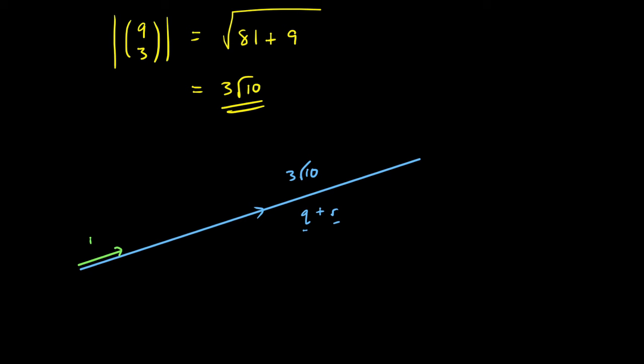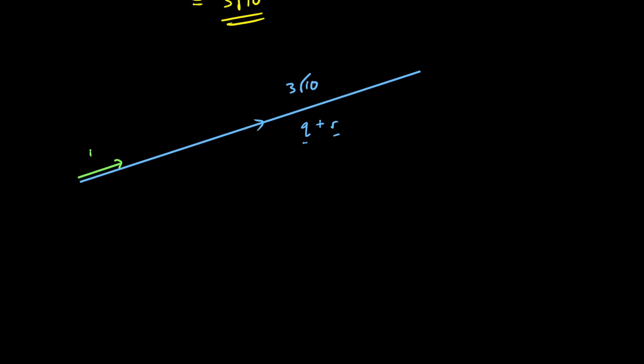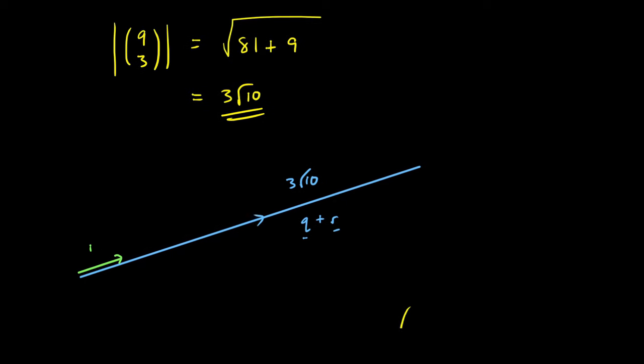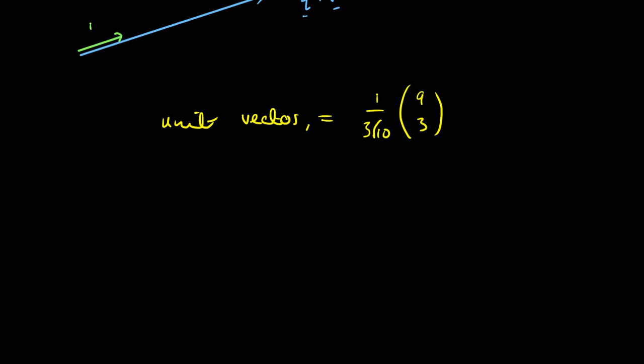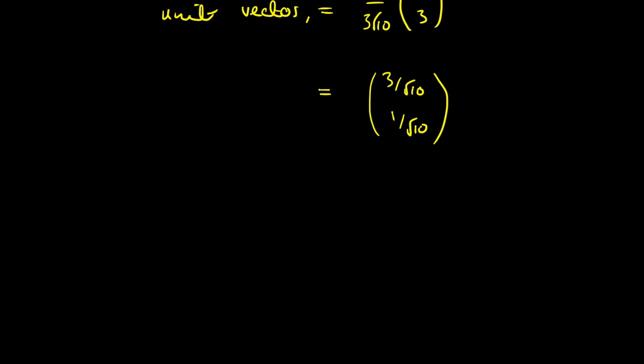Well, what we would have to do is divide by 3 root 10. So that's what we're going to do. We're going to write the unit vector is our vector, was it (9, 3)? And then we are going to multiply it by 1 upon 3 root 10, like that. And I think probably we would have to rationalize this. So if I was to expand that, 9 upon 3 is 3, so that's 3 upon root 10. And then this is 1 upon root 10. We don't like to have surds on denominators, so we multiply top and bottom by root 10. That would give us 3 root 10 upon 10, and root 10 upon 10. And that should be our final answer.